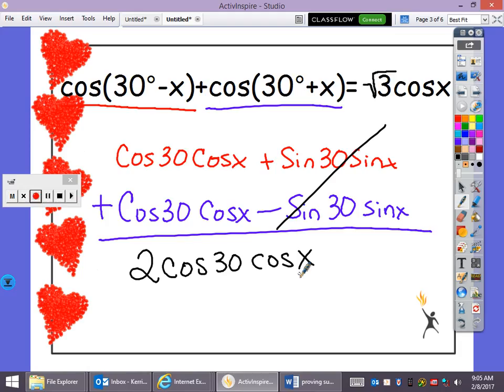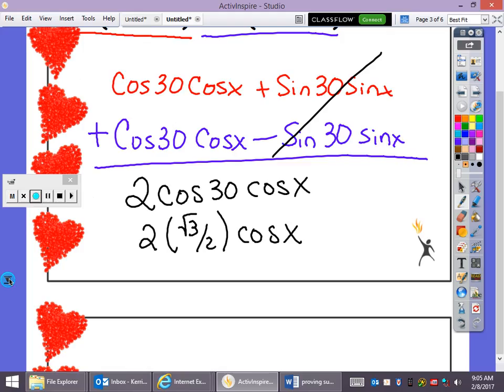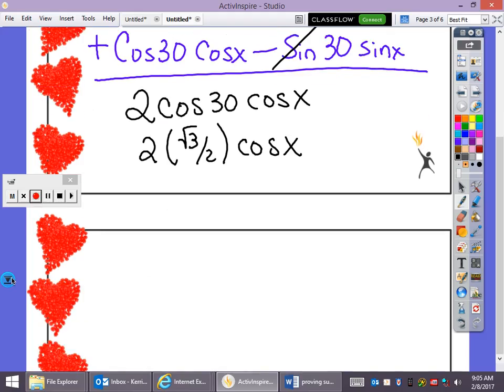Now I only have to substitute one time. Using the hand trick, the cosine of 30 is how much? Square root of 3 over 2 cosine of x. So let me ask you, what is 2 times the square root of 3 over 2? It is simply the square root of 3 and then the cosine x. Problem done. Okay? I would like you to try your best on 4, 5, and 6.